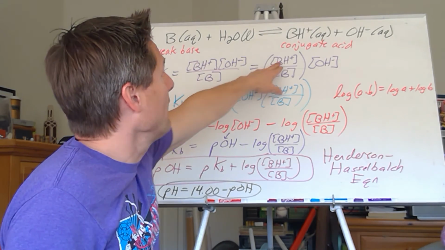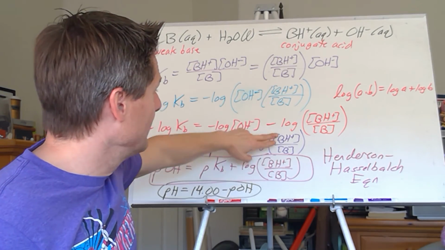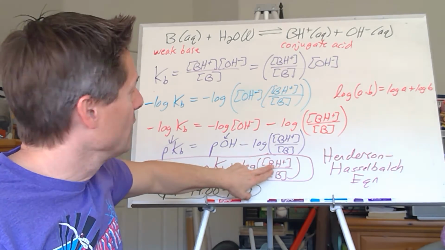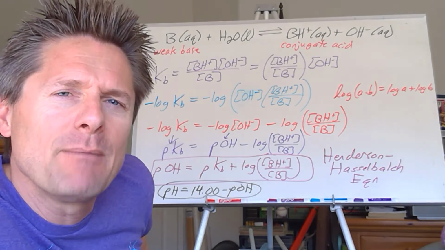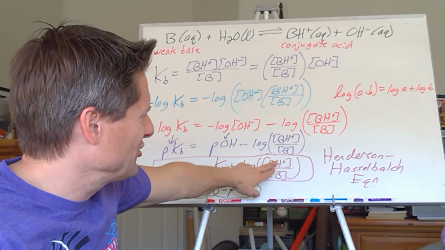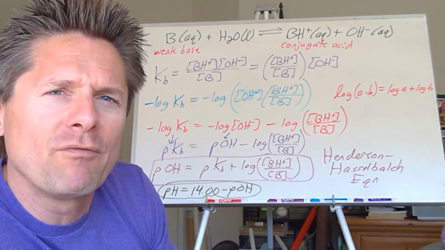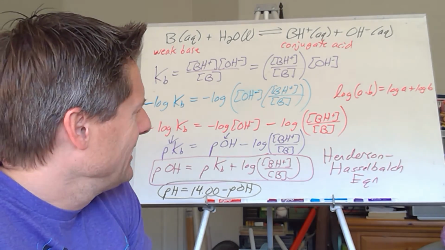Ideally, that's why you want roughly equal concentrations of these. This concentration ratio is the key. You want roughly equal concentrations. If this gets too far off, it messes up the ability of the buffer to work. If this concentration ratio gets over a 10-fold difference, it becomes a problem.